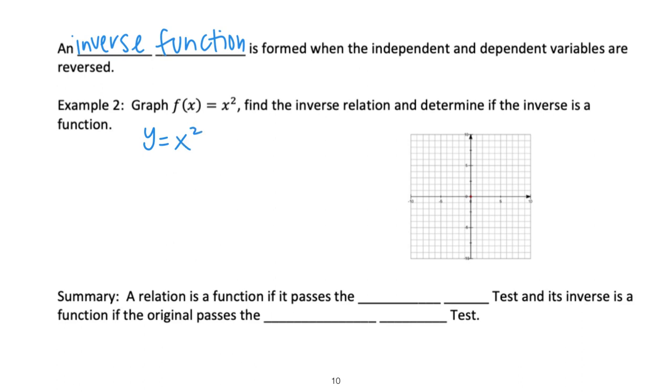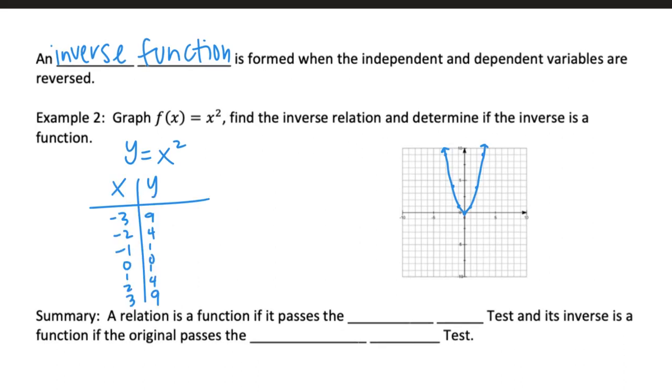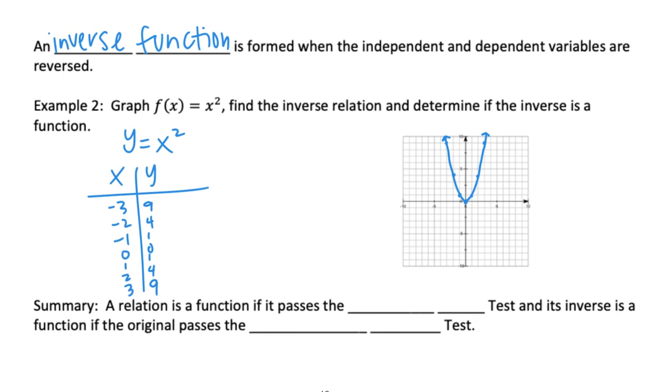So take a second, head to your graphing calculator, and graph that function for me. Now that you've graphed it, it should look something like this. I had my table, I wrote it out for you, and it should end up looking like that lovely U. Now, to find the inverse of this function, what you're going to do is flip the x and the y. So I'm going to say x equals y squared. I just replaced them with each other.